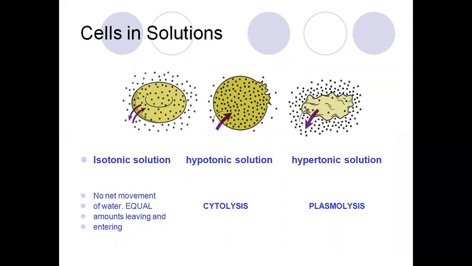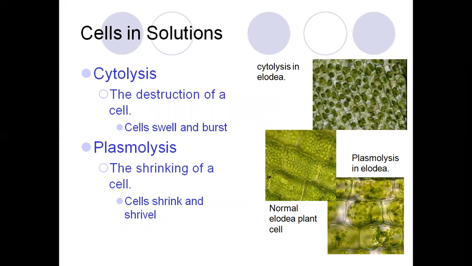For the cell in isotonic, hypertonic and hypotonic solutions, the results are as follows. In an isotonic solution, there is no net movement of water, with an equal amount leaving and entering the cell. In a hypotonic solution, there is cytolysis, or bursting of the cell, and in a hypertonic solution, shrinkage of the cell, or plasmolysis, will happen. Cytolysis is the destruction of a cell, where the cell swells and bursts. Plasmolysis is the shrinking of the cell, where the cell shrinks and shrivels.